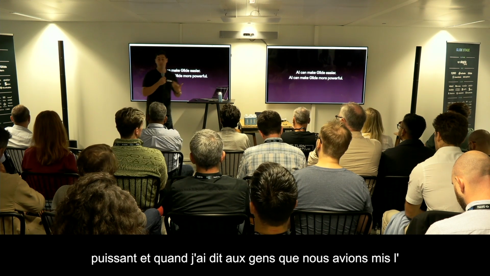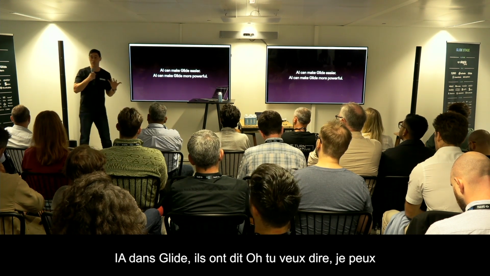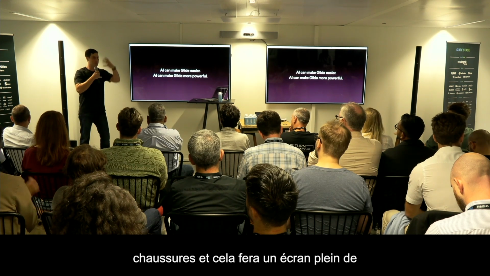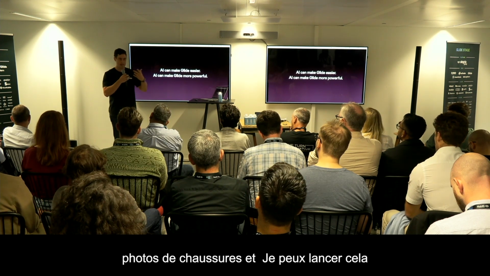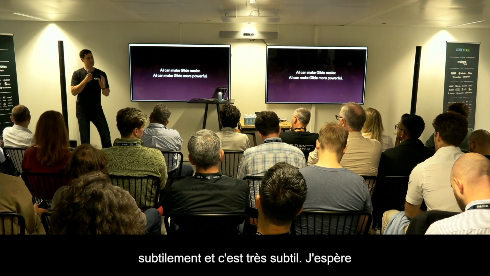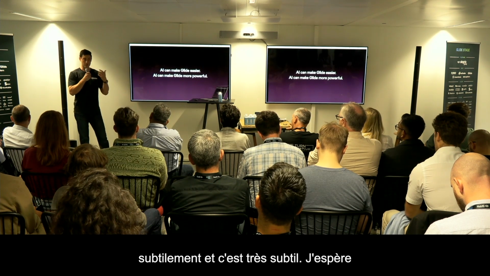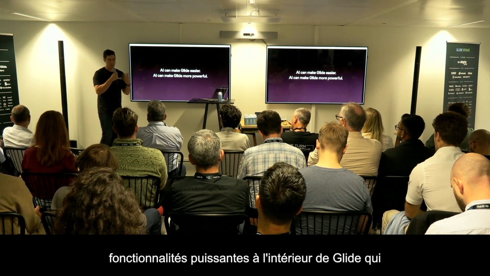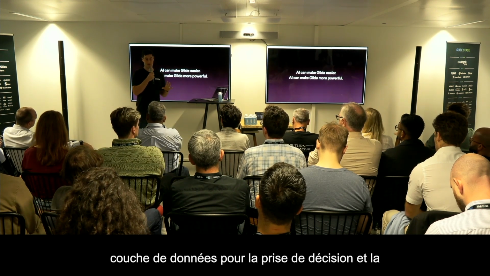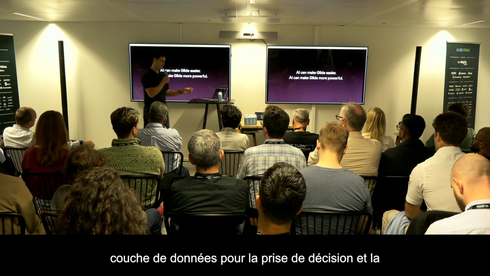And when I tell people we put AI in Glide, they said, oh, you mean I can type, make me a screen so I can sell shoes, and it will make a screen full of pictures of shoes, and I can launch that on Product Hunt? No, we are putting very subtle, and it is very subtle, I hope I can communicate it today, subtle, powerful features inside of Glide that use AI in the calculation and the data layer for decision making and categorization.